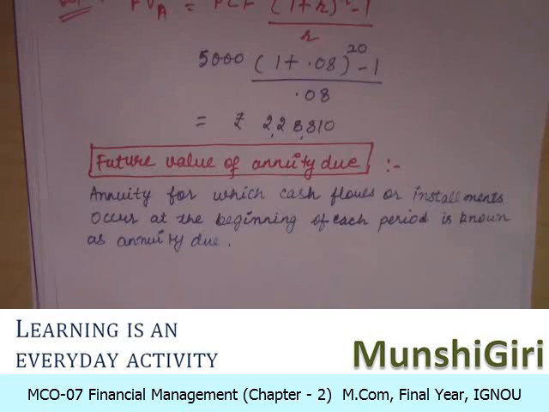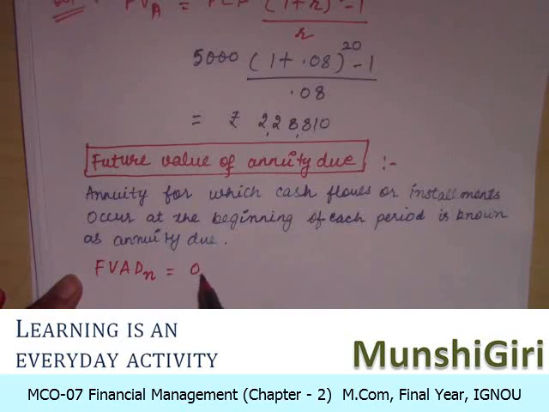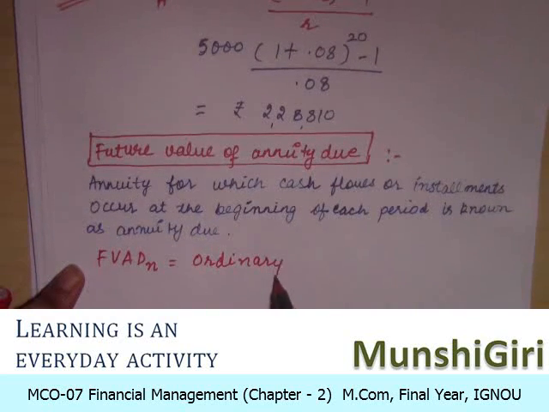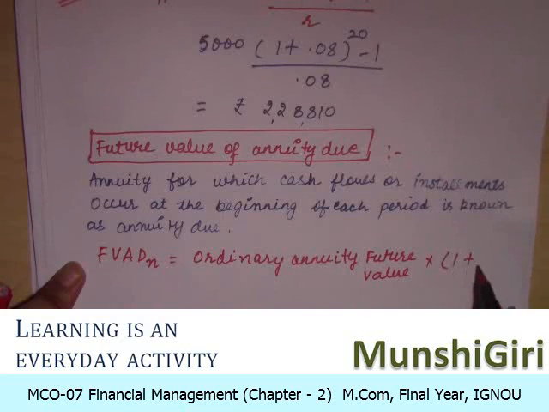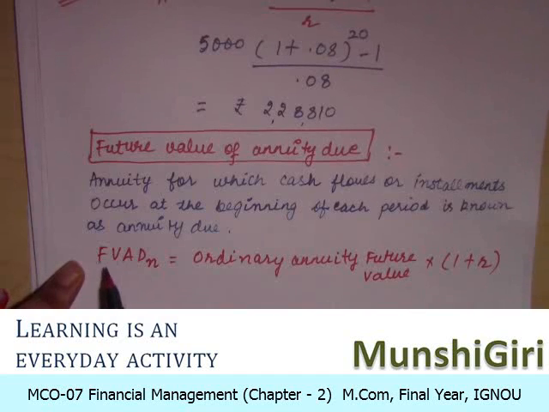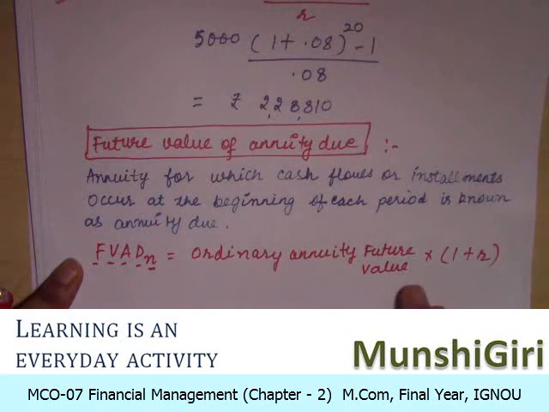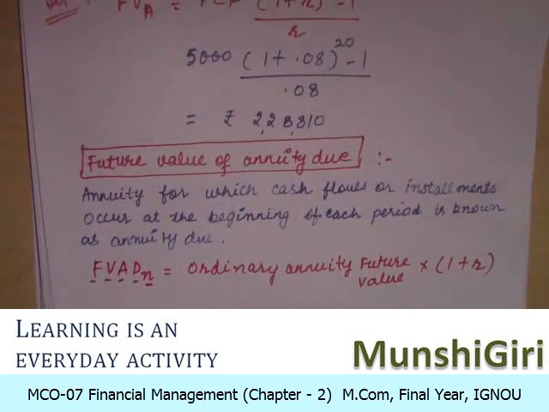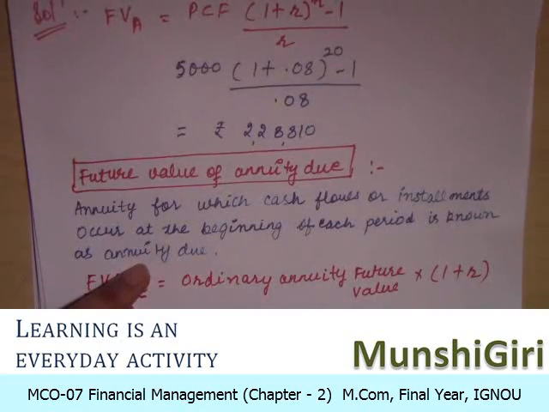And the formula for its calculation is FVADN is equal to ordinary annuity future value into 1 plus R. This is future value of annuity due for n periods is equal to ordinary annuity future value that we've just calculated, and that is to be multiplied with 1 plus R. This is quite simple to calculate, so we'll not do an example on this.